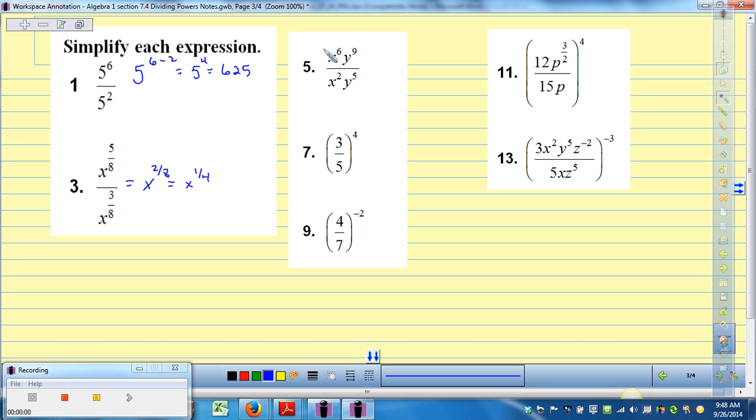Okay? So when we get over here to 5, we want to do our x's together first, and then I'll erase that and we'll do our y's. This becomes x to the what? Let me let you write it down first. Number 5 is x to the 6th, y to the 9th over x squared, y to the 6th. So I'm going to separate it so I can see them. X to the 6th over x to the 2nd times y to the 9th over y to the 6th. So what do we get here? X to the what? X to the 4th and y to the 3rd. We're done. Okay? That is number 5.